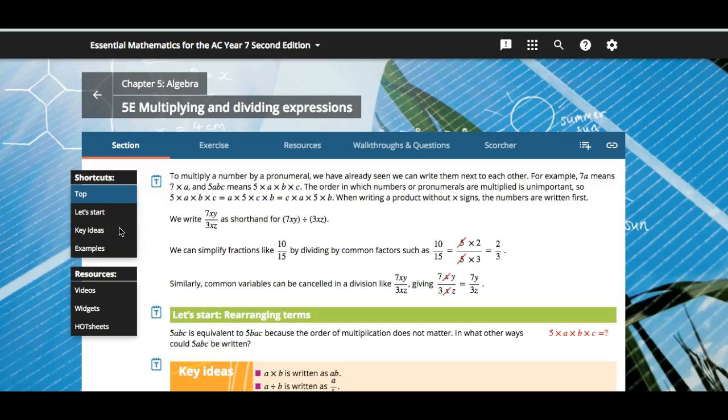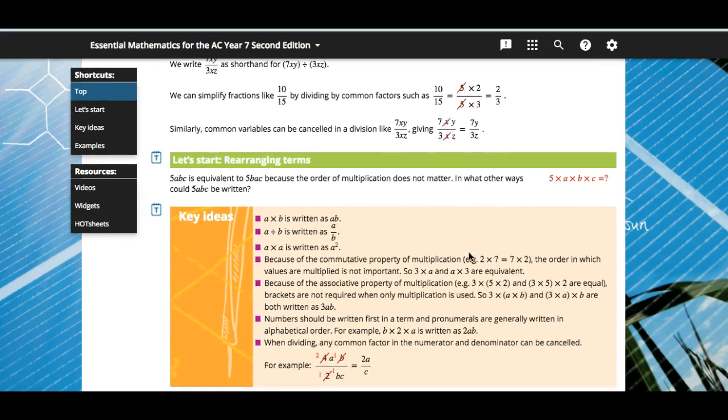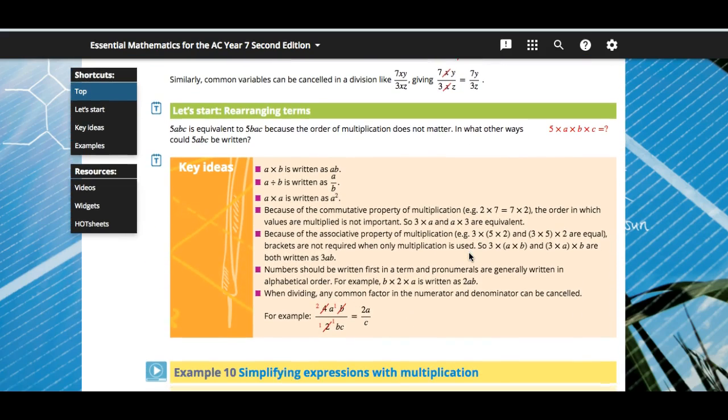Hello. In this video, we're going to look at multiplying and dividing expressions. Some of you are probably already familiar with multiplying and dividing, but let's just quickly look at these key ideas here. And you should be writing all key ideas into your bound reference.